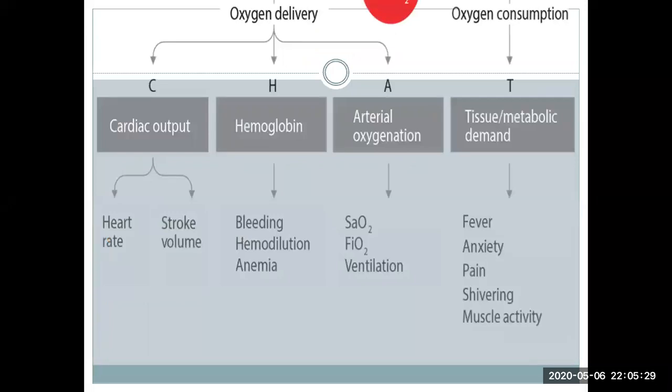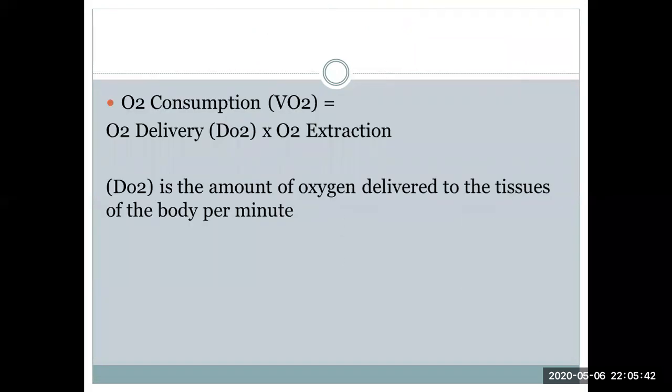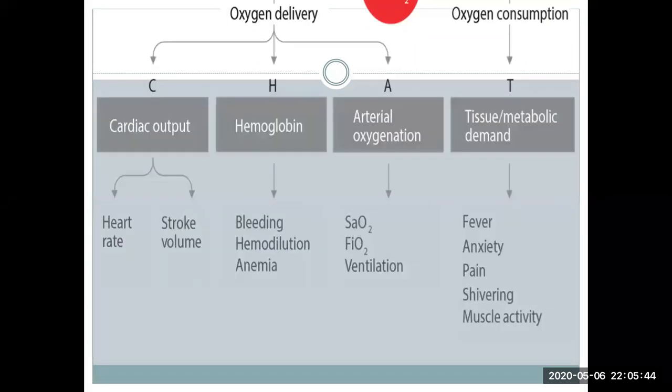To optimize an organ's function, we have to have a balance between oxygen delivery and oxygen consumption. Sorry, I was trying to use the pointer. The main component that provides oxygen delivery is the cardiac output, which responds to the heart rate and stroke volume, and stroke volume is subdivided into preload, afterload, and contractility.